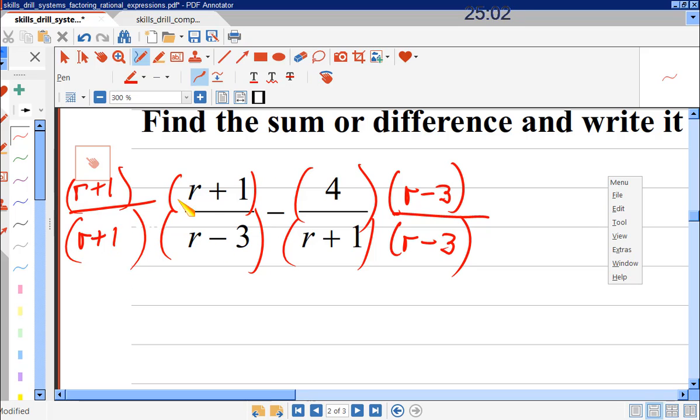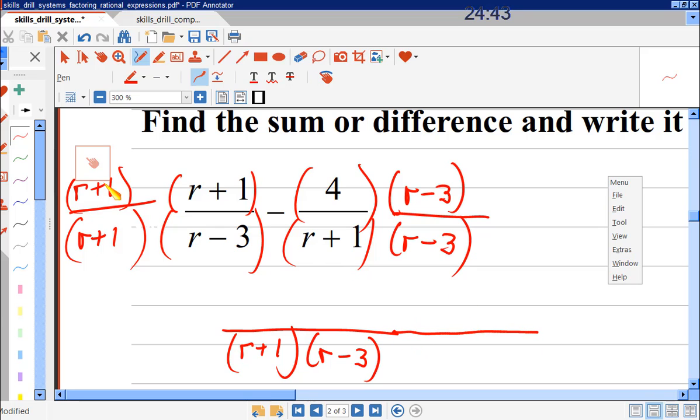Okay, so now my answer is going to have r plus 1, r minus 3 in it. Now, what to note, if you're using guess and check, you might be able to pick out the answer just by looking at the denominators. But just in case you're not, what you would then do is expand the numerator and combine like terms.